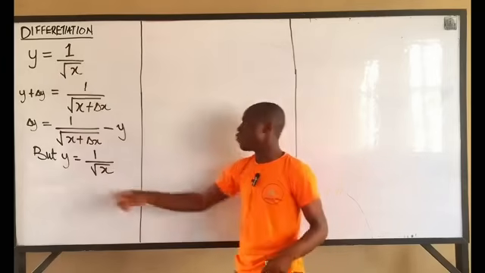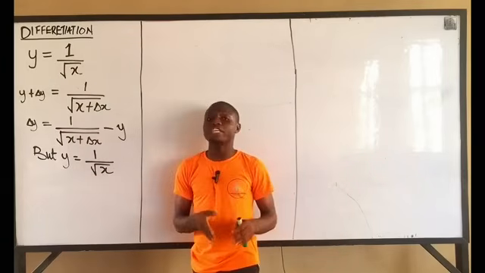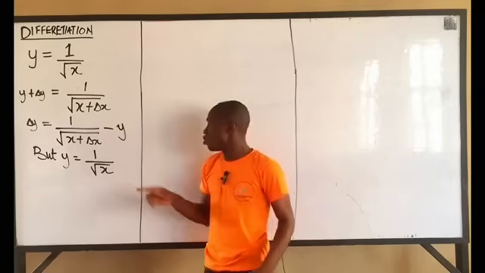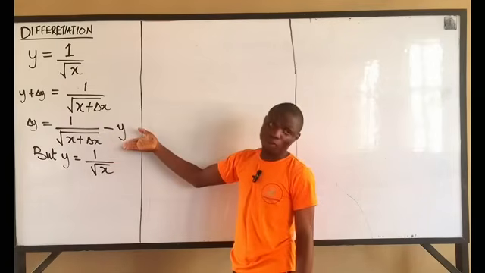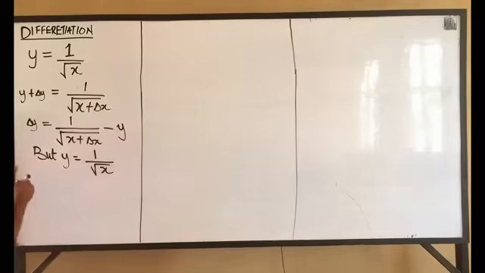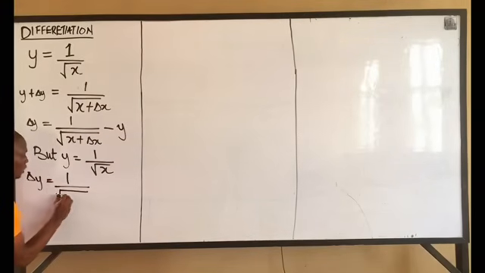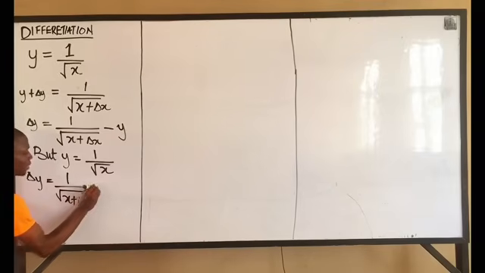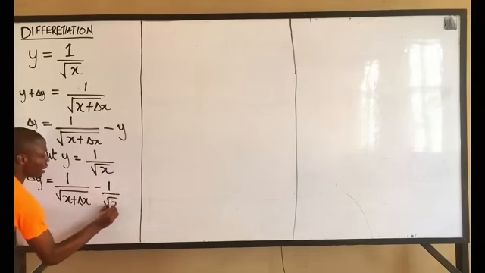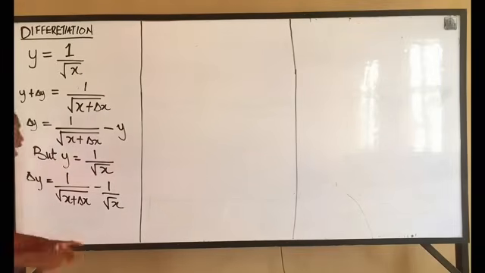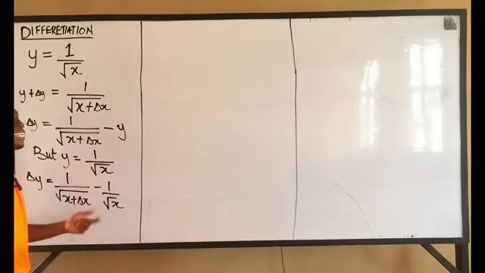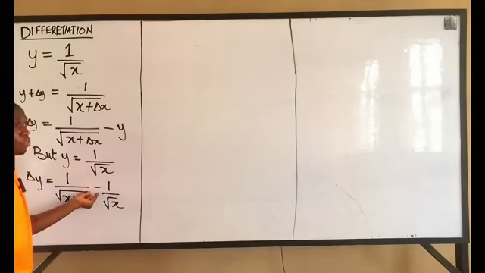It means that anywhere I see y, I'll put in, or perhaps substitute, 1 over root x as the value for y. So from here now, change in y is now equal to 1 over root x plus change in x, minus y. What's y? 1 over root x. So at this point here, I can see two fractions and a negative sign in between them.